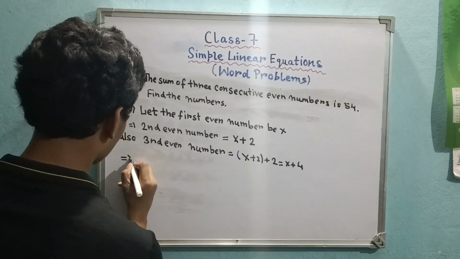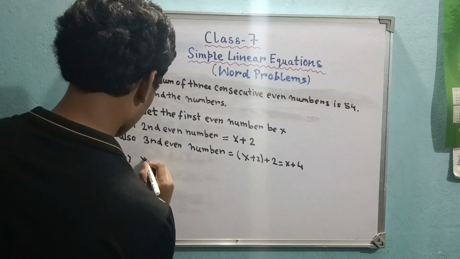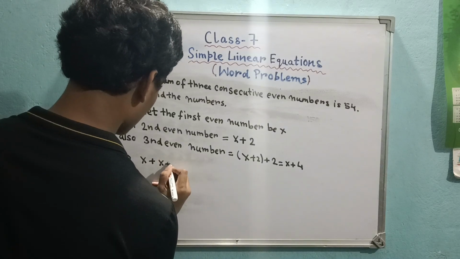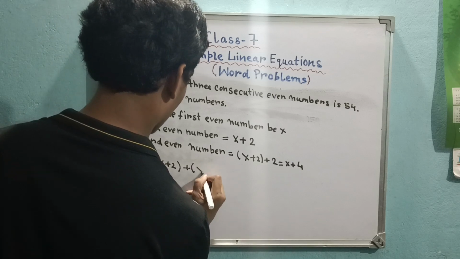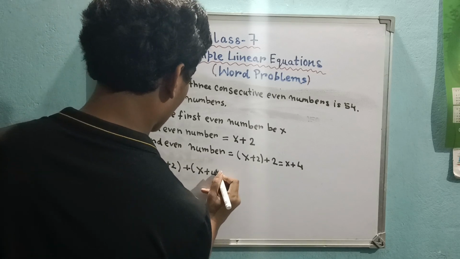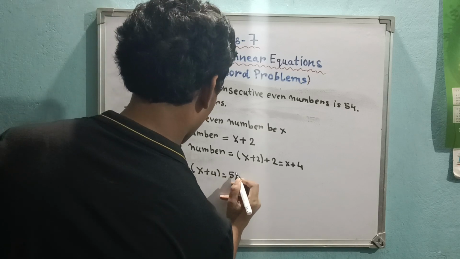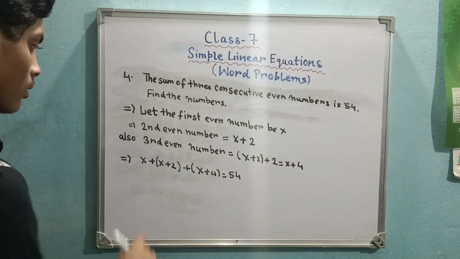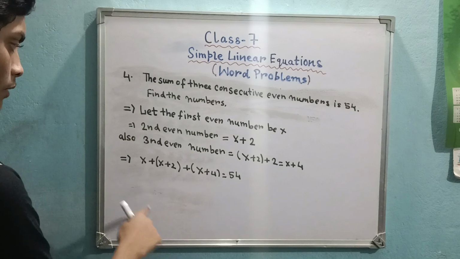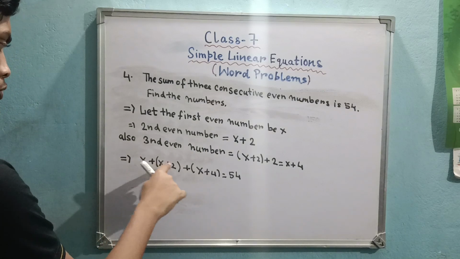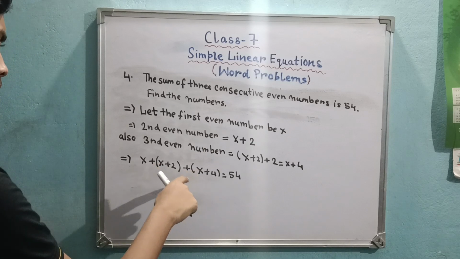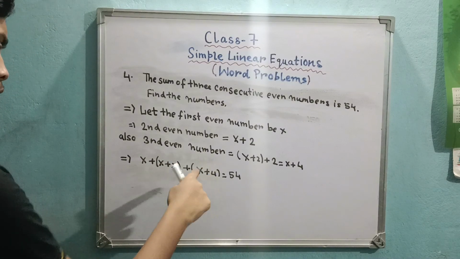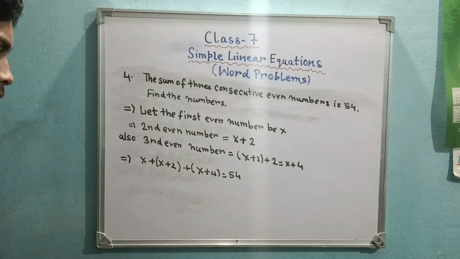So I can now write this according to the question. x plus (x plus 2) plus (x plus 4). This is equal to 54. Understood? See, when you place here 2, then here 2 plus 2, 4, the next even number. Now if I replace here 2, 2 plus 4, 6, the next even number after 4. Okay? Consecutive means one after another.